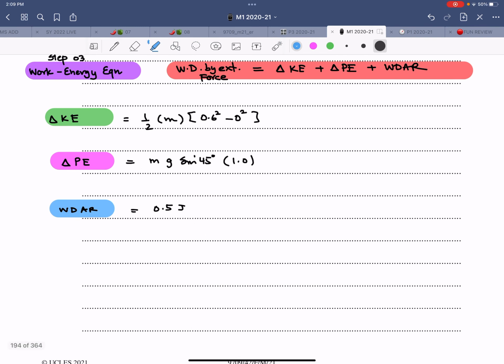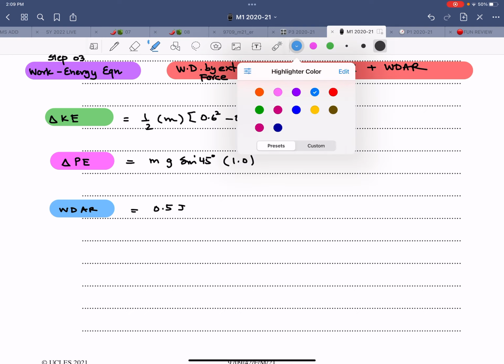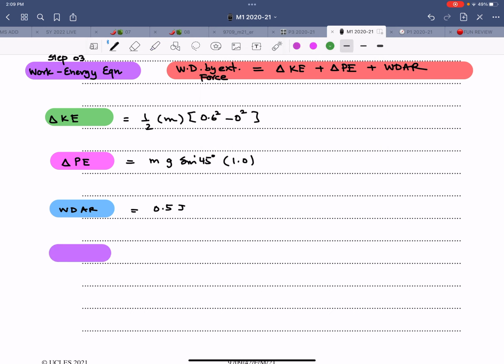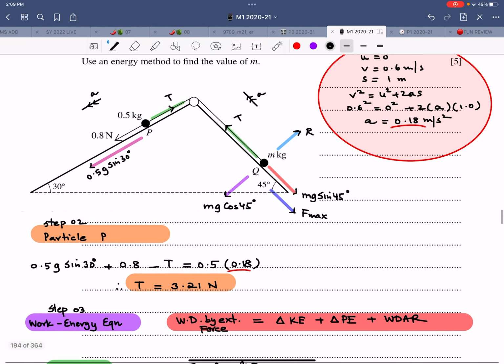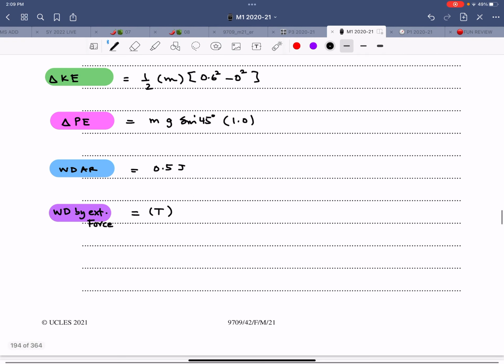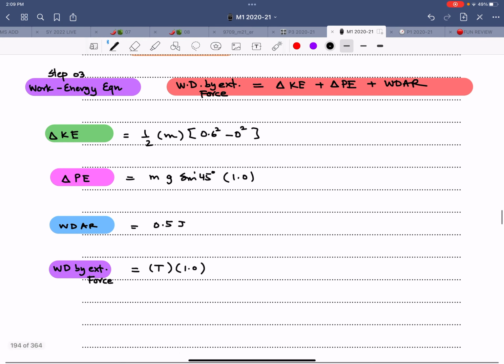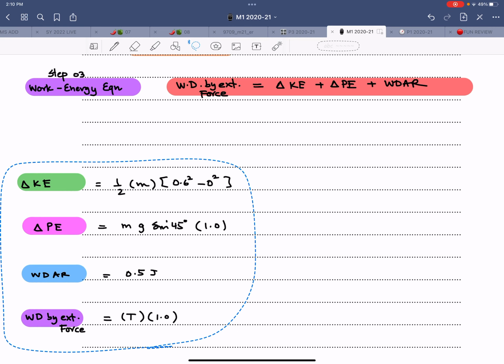And what else is there? Let me choose another color. So therefore, let me choose this purple. That is work done by external force. This external force is tension, because tension is the one pulling it, multiplied by distance, that is 1.0. Now, when I have all this thing, let me just take it to the side.